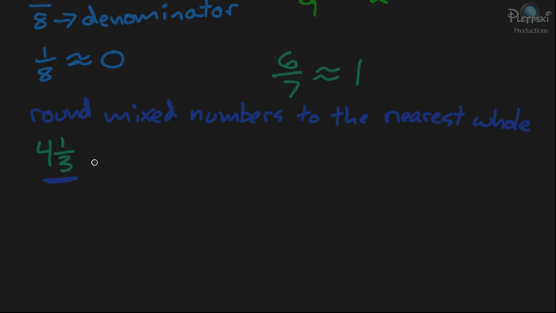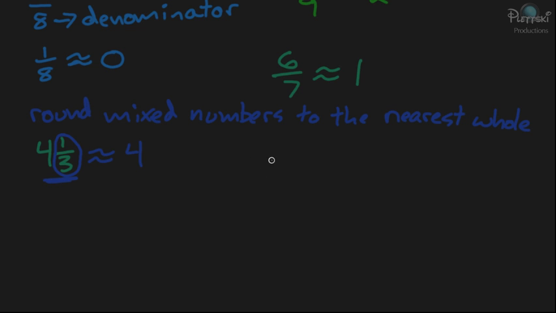So in this case, 4 1/3. Well, 1/3 is closer to 0 than it is to a whole. So we're just looking at the 1/3 here. It's closer to 0 than it is to a whole. So I'm going to round 4 1/3 down to 4. Okay, I'm rounding 4 1/3 down to 4.